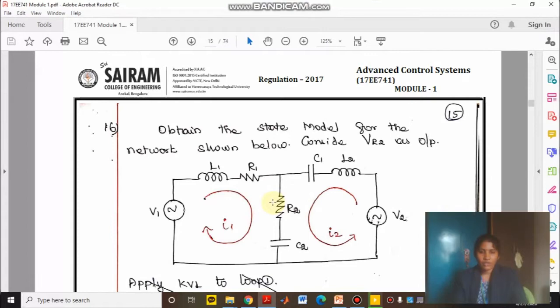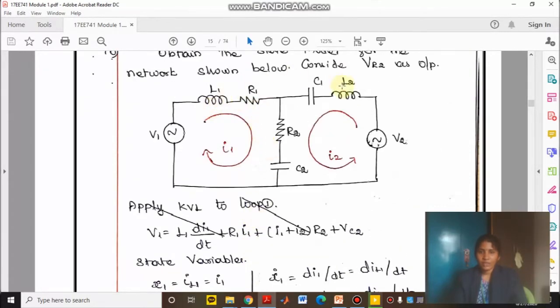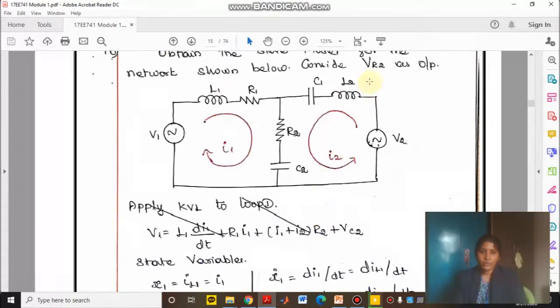Here how many energy storage elements are there? 1, 2, 3, 4. So we have to consider 4 state variables, that is x1, x2, x3, x4. If it is an inductor, current will be your state variable. If it is a capacitor, voltage is going to be your state variable. So first, x1 is equal to I1, that is current flowing through the inductor 1. x2 is equal to I2, that is current flowing through your inductor 2.